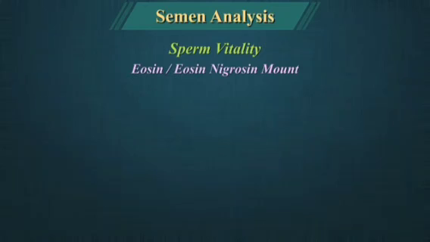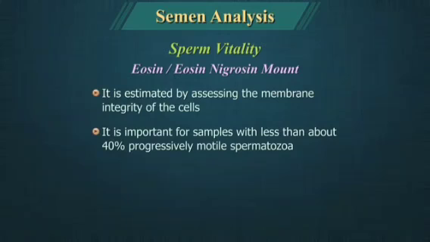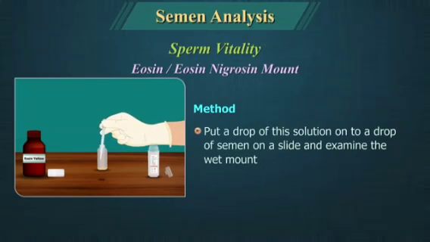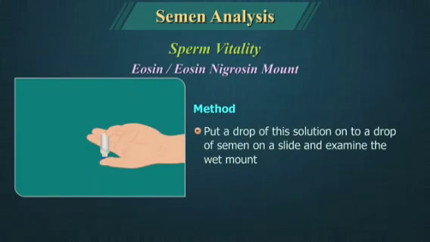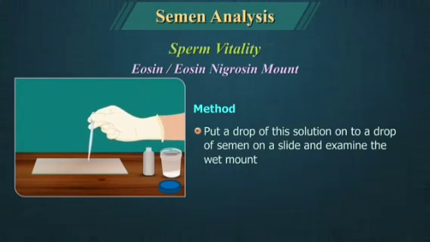Eosin or eosin nigrosin mount. Sperm vitality is estimated by assessing the membrane integrity of the cells. It is especially important for samples with less than 40% progressively motile spermatozoa. Preparation of eosin yellow: 1 ml of eosin yellow should be mixed with 9 ml of normal saline. Put a drop of this solution onto a drop of semen on a slide and examine the wet mount.